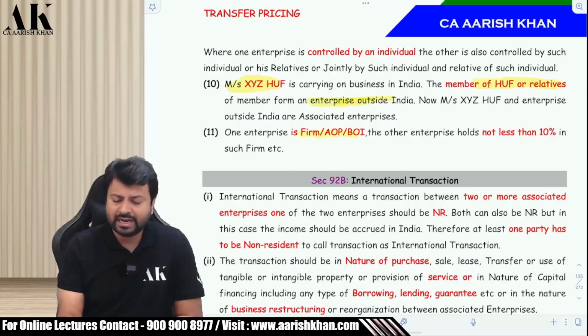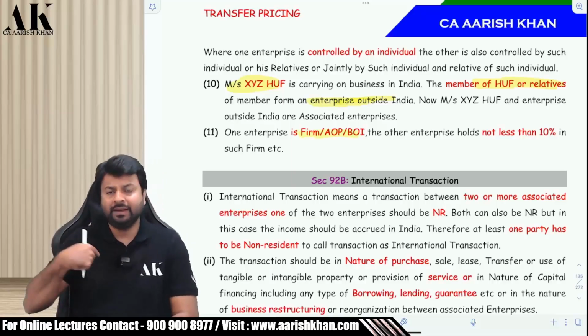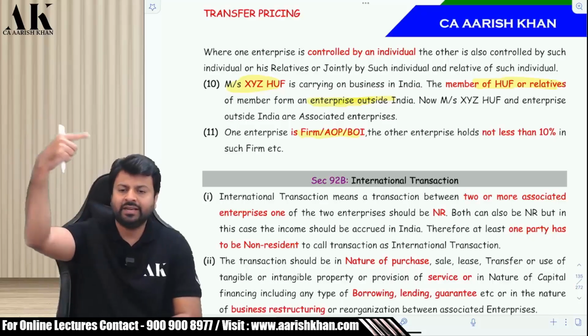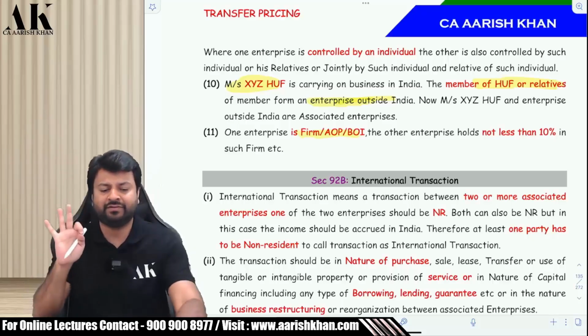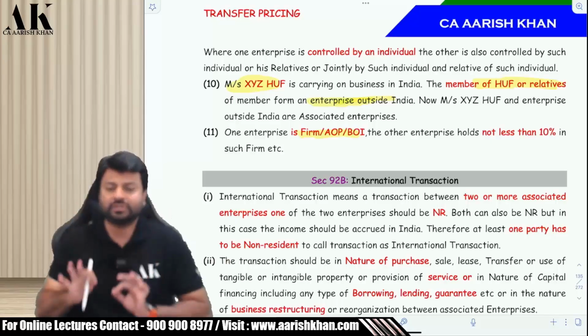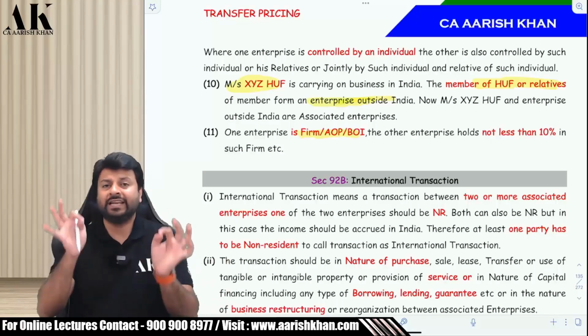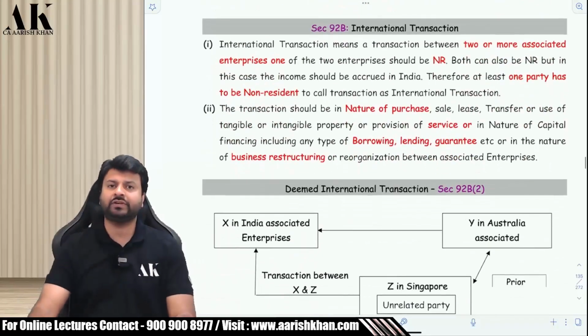Last but not least, I am a partnership firm, AOP, or BOI, and there is some entity which holds at least 10% in my firm. Then we both are also deemed to be associate enterprises. Check it please. So these are 11 different cases of the definition of associate enterprise.